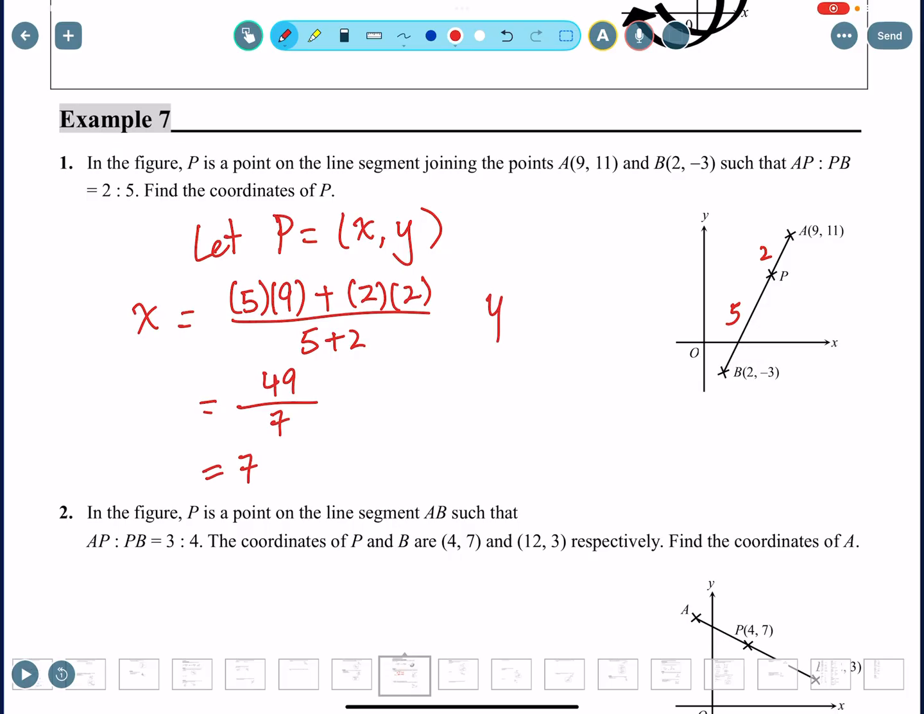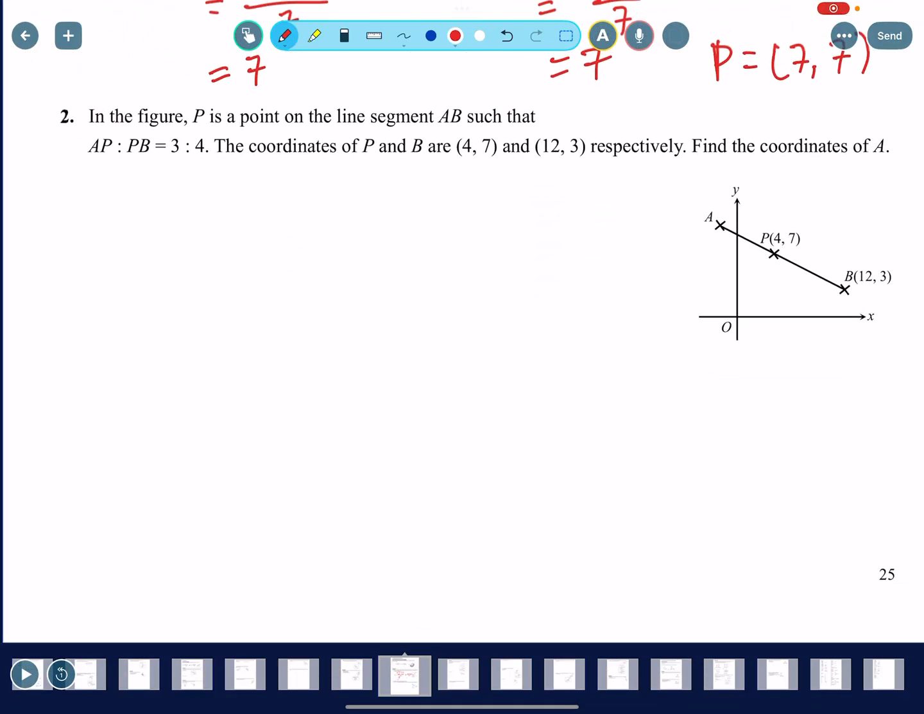Now you're gonna do the same for y. Y equals 5 multiplying to the furthest y coordinate, the opposite point, 5 times 11, plus 2 times, sorry, no, 2 times negative 3, divided by 5 plus 2. 55 minus 6 will be 49 again. 49 divided by 7, you got a coordinate of 7. So therefore P is equal to 7, 7.